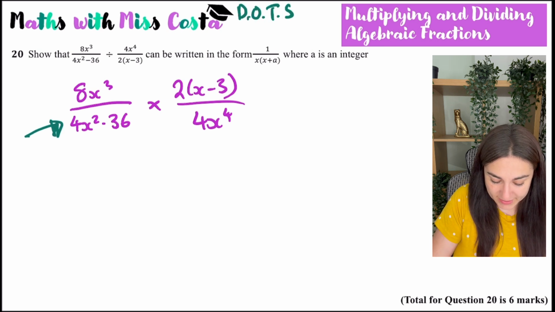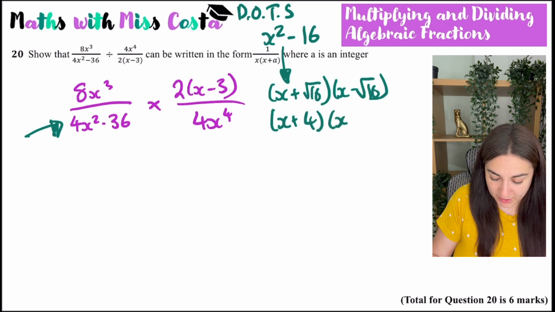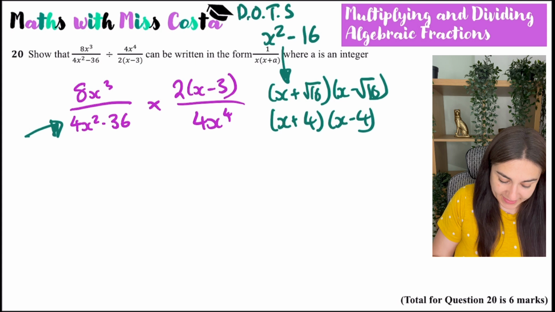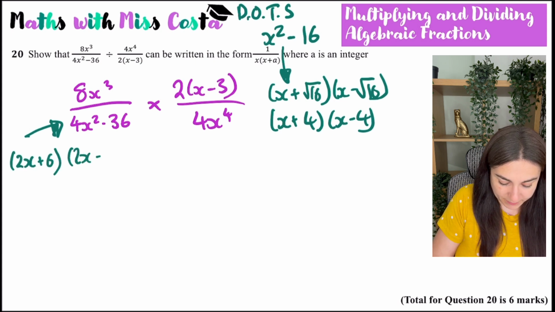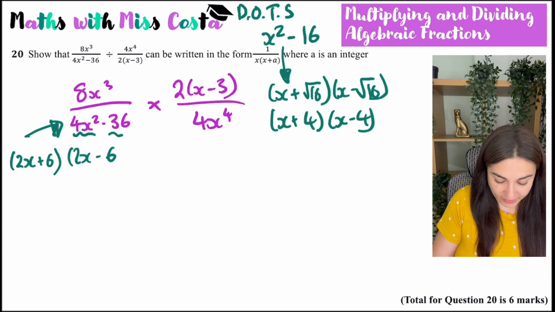The difference of two squares is where you have a square number, x squared, minus another square number. The way it factorizes, it's always going to be x plus the square root of 16, x minus the square root of 16. So essentially x plus 4, x minus 4. In this case, I know this is going to factorize to 2x plus 6 and 2x minus 6, because 4 is a square number, so the square root of 4 is 2, and 36 is a square number, and the square root of 36 is 6.